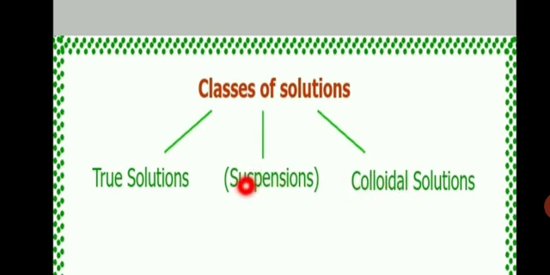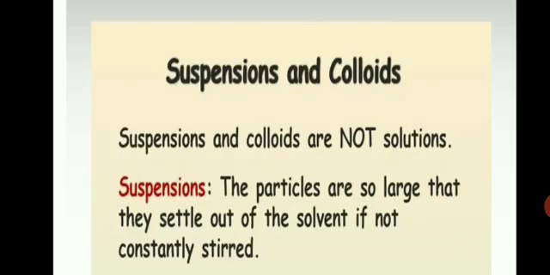We studied about suspension in the last class. Today we are going to study about colloids, the second type of heterogeneous solution. Earlier we studied what is a suspension. So suspensions and colloids are not solutions. That means they are not true solutions. They are heterogeneous solutions in which the particles are not uniformly distributed.